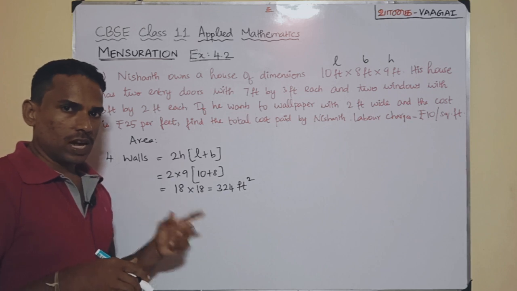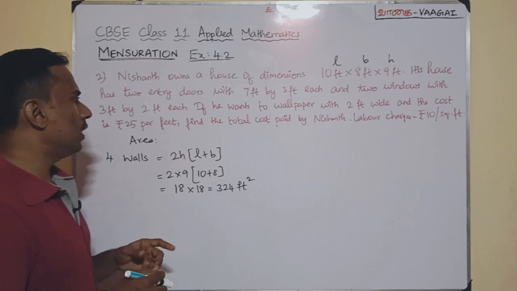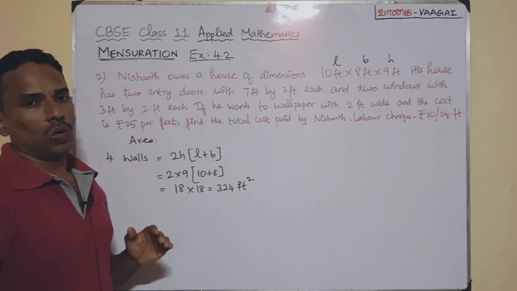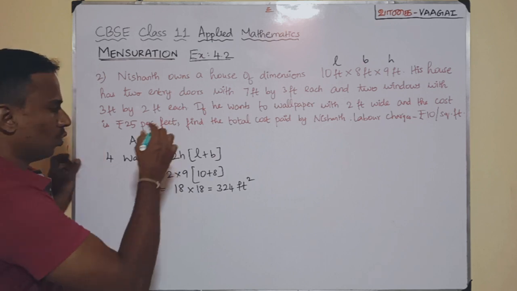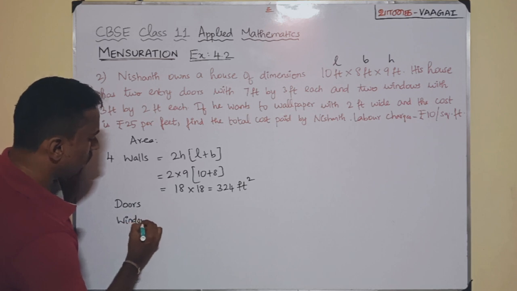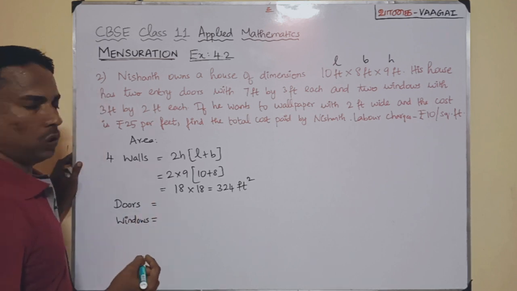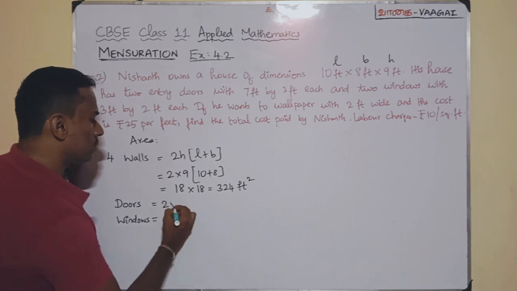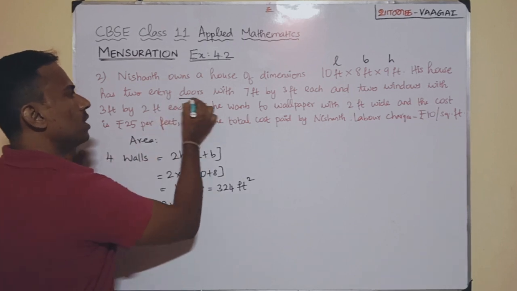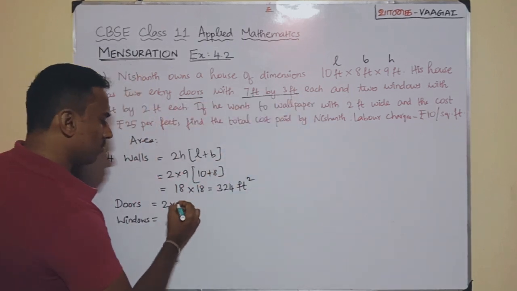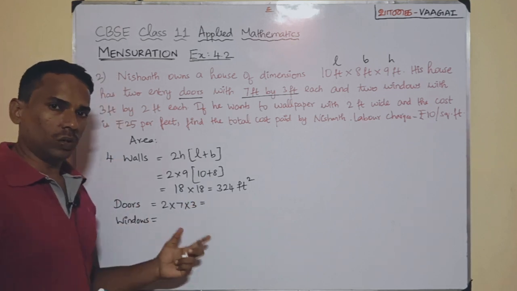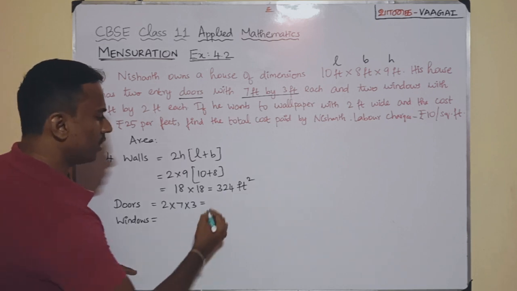But out of this total area, we also need to calculate how much area is going to be subtracted for the 2 doors and the 2 windows. So let's calculate those areas also, the doors area and the windows area. What about the doors here? There are 2 doors, so 2 times 7 feet by 3 feet each. So 2 into 7 into 3 is the total area of the 2 doors. This will be 42 feet square.